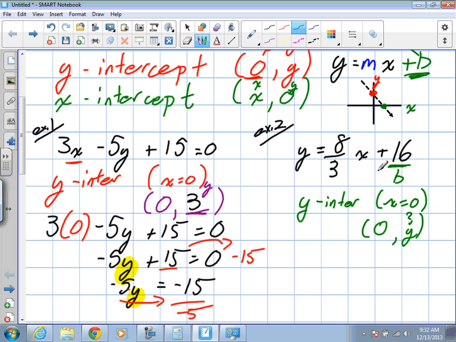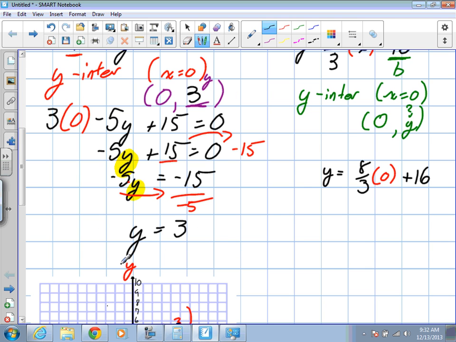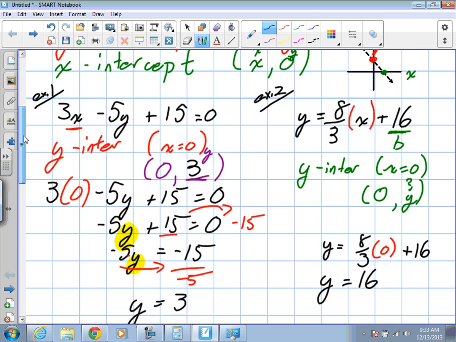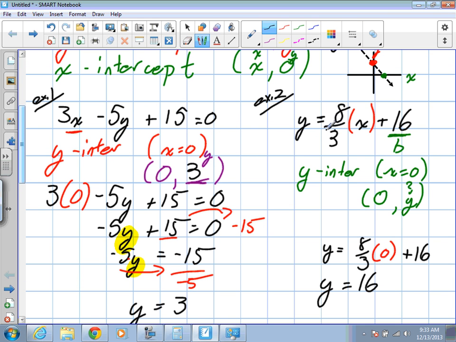And we can prove it by plugging values in. We'll replace x with 0. So we get y is equal to 8 over 3 times 0 plus 16. Okay? What is 8 over 3 times 0? 0. So what is y equal to? 16. So that's why that's called y-intercept form. You can eliminate this value very, very easily. Okay? So that's why that is our y-intercept.